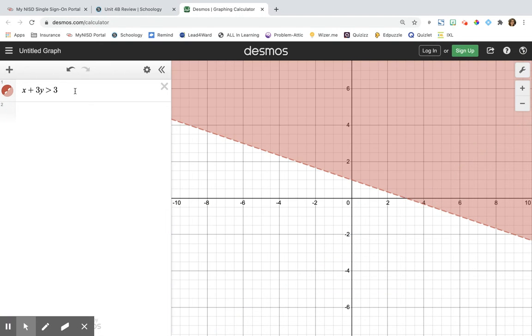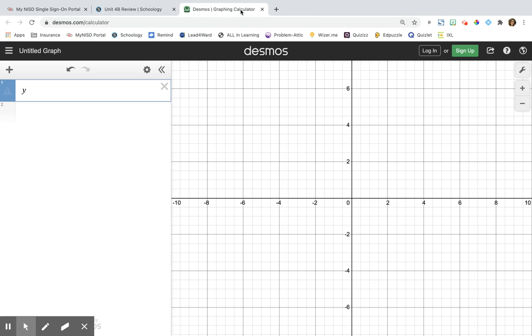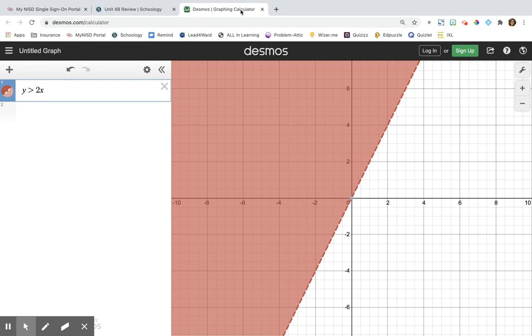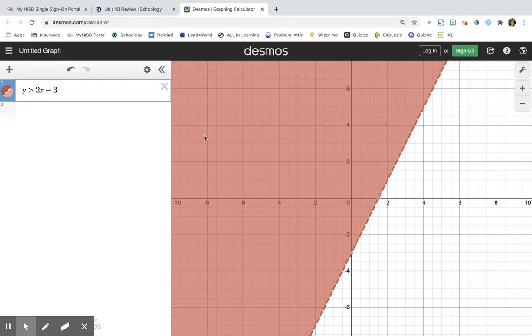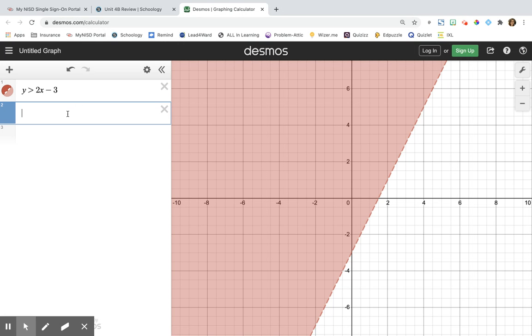Let's erase what we have, and let's type in that new one. y is greater than 2x minus 3. Okay, so that's my inequality. But now I want to test to see which one of these points is in the solution set. So remember these points, 2 comma 1. I am going to press enter, and you could actually type that in, 2 comma 1.